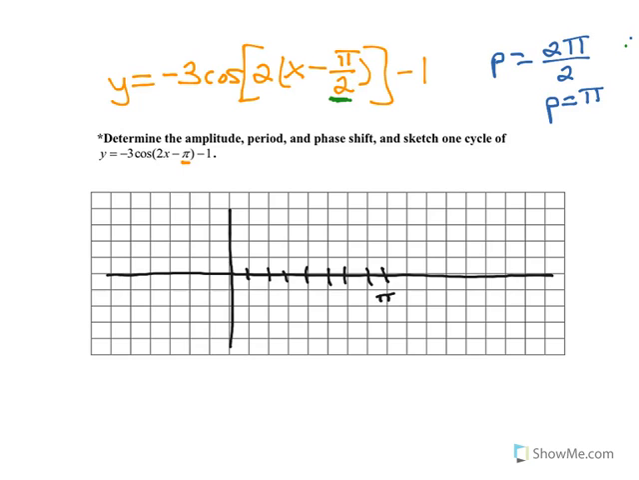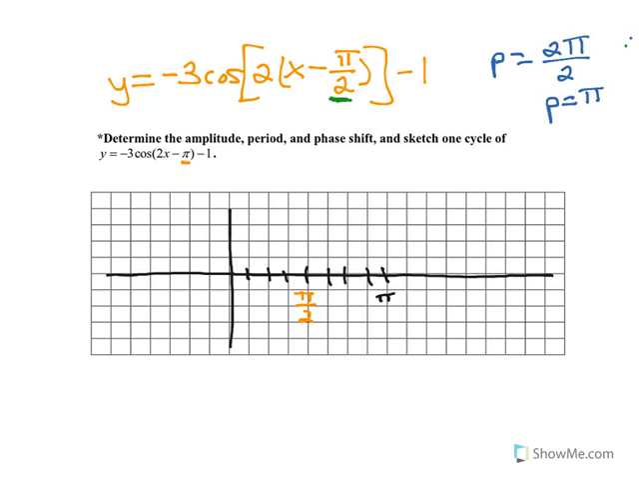So if this is pi, 4 boxes is going to be pi over 2. So on this particular scale, every 4th box is pi over 2. So we should be able to adjust it horizontally. So 8 boxes should be fine for this one.